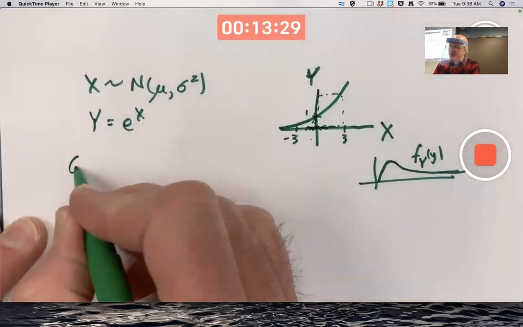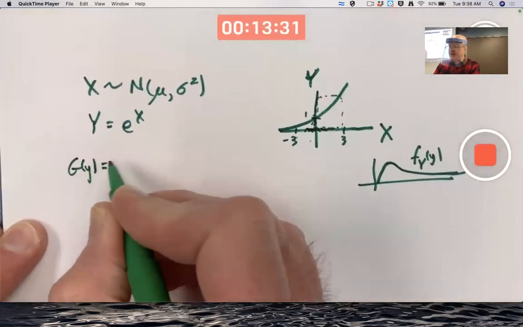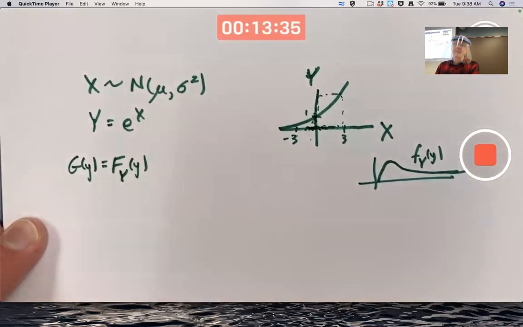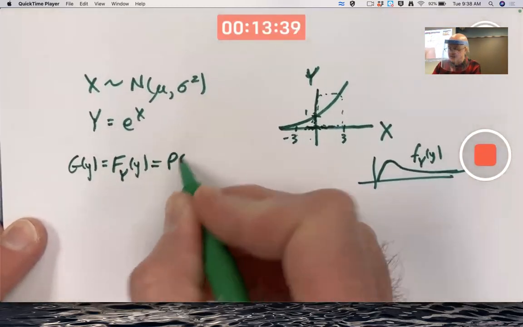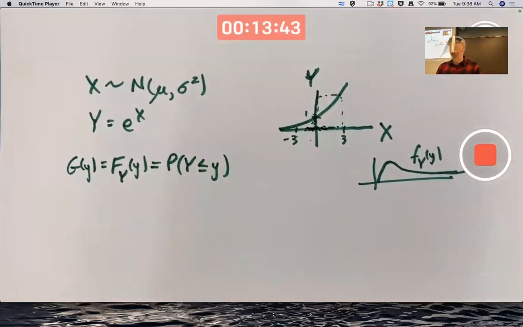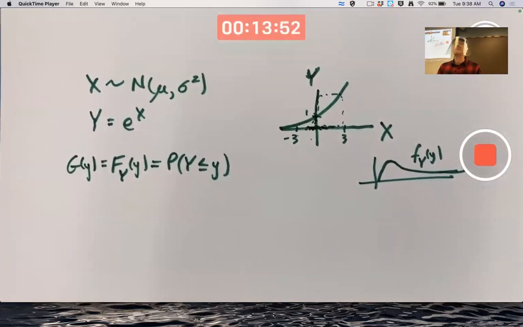So capital G of little y is, you could also call it capital F sub capital Y of little y. That's the CDF of capital Y. By definition, remember this is the CDF method right here. That's the probability that capital Y is less than or equal to little y. Always what the CDF is, whether the random variable is discrete or continuous or mixed. Haven't done a mixed yet. We will actually, if we have time, do a mix today. Insurance application.